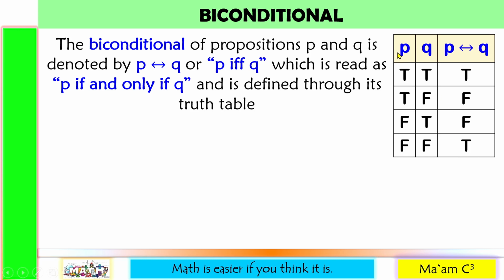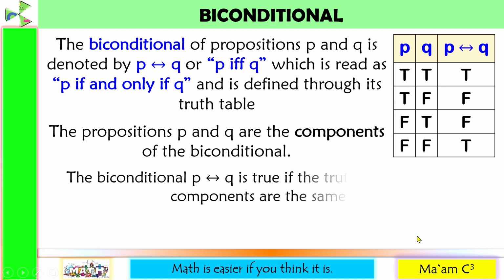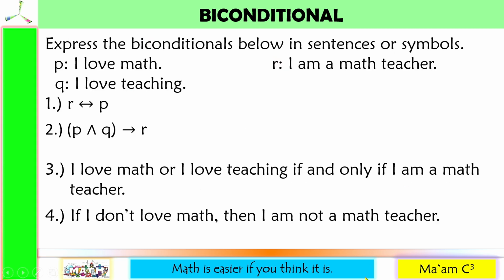This time, P and Q are what we call components of the biconditional. To summarize the truth value, the biconditional P if and only if Q is true if the truth value of both components are the same. So meaning the biconditional P if and only if Q is true if the components are both true or both false. Let's have an example.